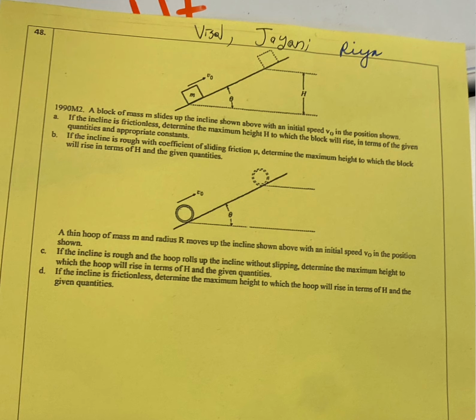v squared over 2g. Now in part B, we're looking at the incline being rough and having a coefficient of sliding friction mu. Now we need to find the maximum height where the block will rise. Okay, so KE equals WF plus 0. WF is going to equal F friction times D.